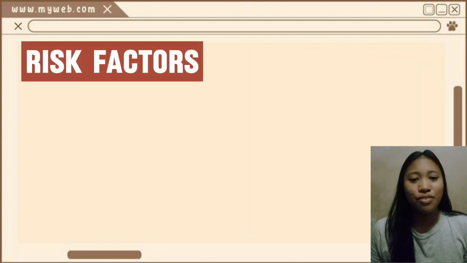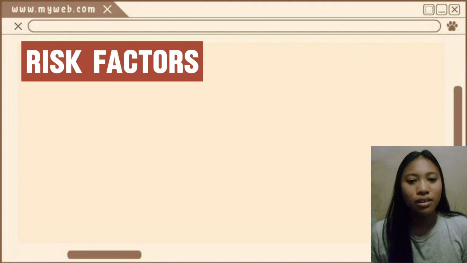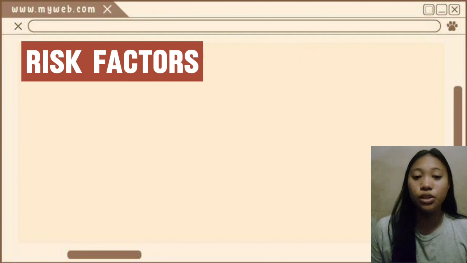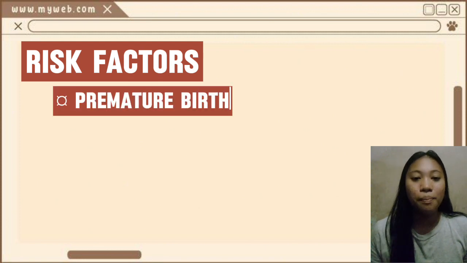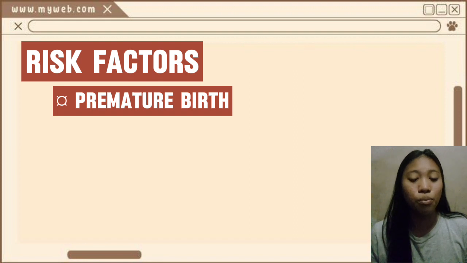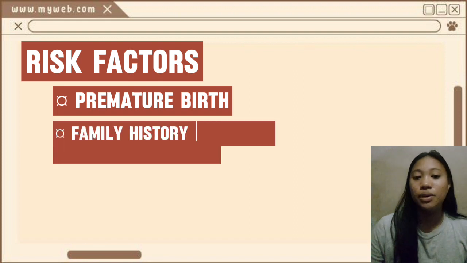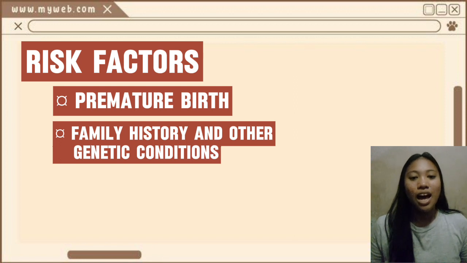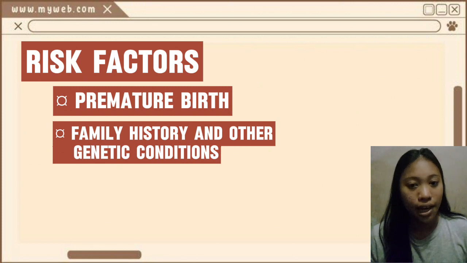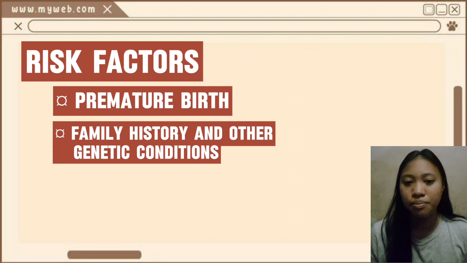The exact causes of congenital heart defects are unclear, but there are risk factors for patent ductus arteriosus, or PDA, and these include premature birth. PDA occurs more commonly in babies who are born too early than in babies who are born full term. Family history and other genetic conditions: a family history of heart problems present at birth may increase the risk for a PDA. Babies born with an extra 21st chromosome, a condition called Down syndrome, are also more likely to have this condition.